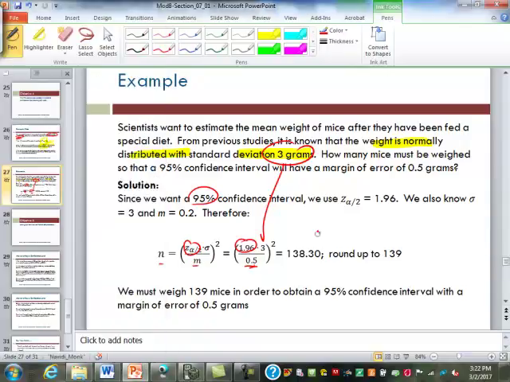138.30. When we do this sample size, we always round up. Even though that was 138.3, we go up to 139. Because if we round it down, that sample size is going to be too small. The margin of error is not going to be less than 0.5. So we'd rather have the sample a little bit too big than a little bit too small. So we always round up.